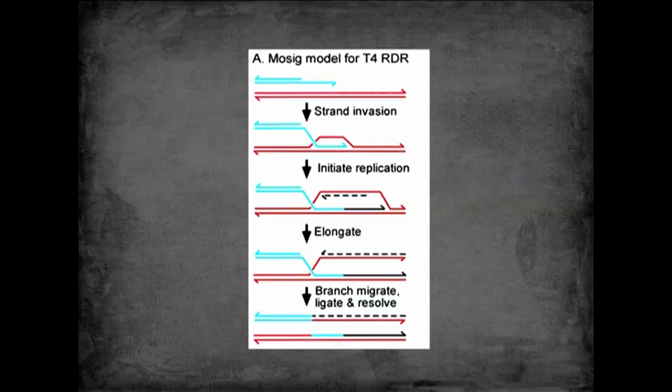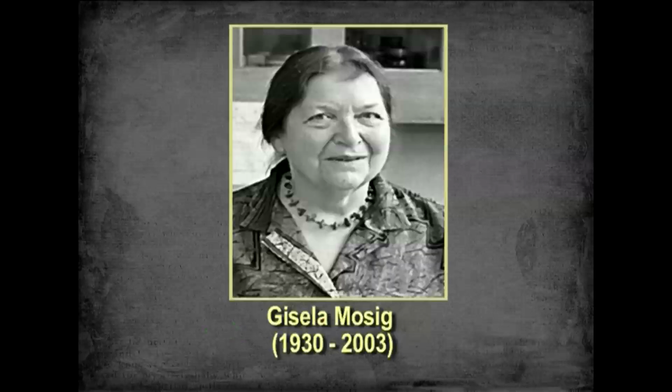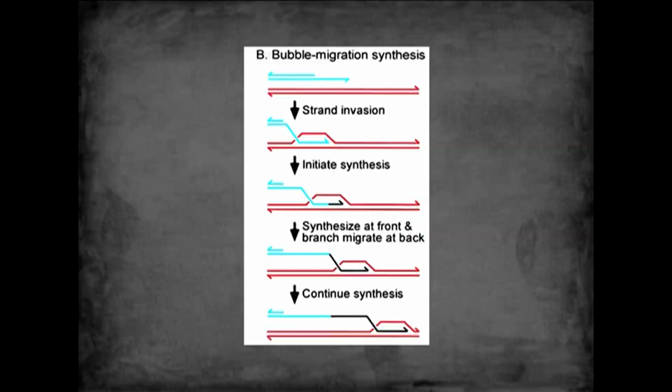Okay, I will tell you briefly what happens. The single-stranded DNA end invades into the double-stranded DNA having homologous sequence, and replication is initiated. Then after elongation, branch migration, and ligation, they form long concatemers. This model was first proposed by Gisela Mosig, and it is called the Mosig model for T4 recombination dependent replication. Another model was proposed by Formosa and Alberts. This is called bubble migration synthesis.